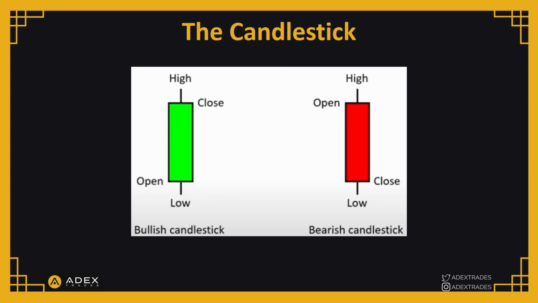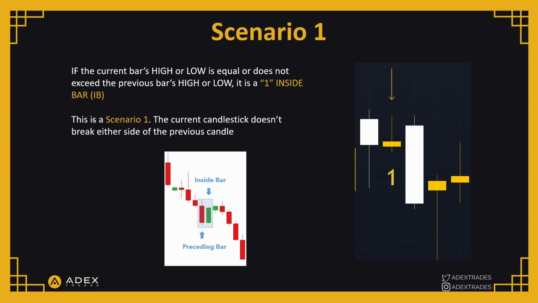Go to the next candle. Okay. This is scenario 1. The current candlestick doesn't break either side of the previous candle. If you look at this green candle right here, you see that the high and the low do not break the previous high or the low, which is what makes it an inside bar.